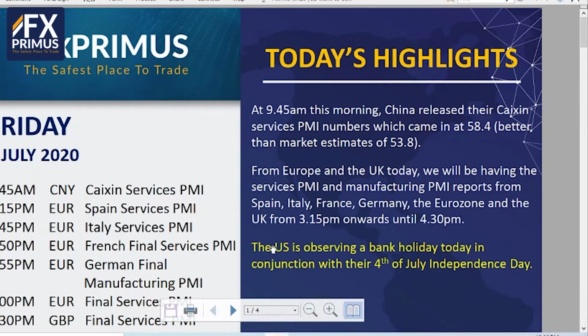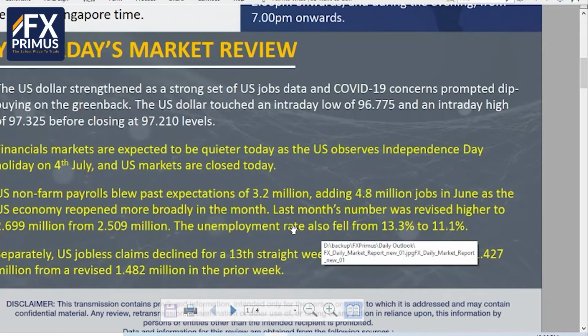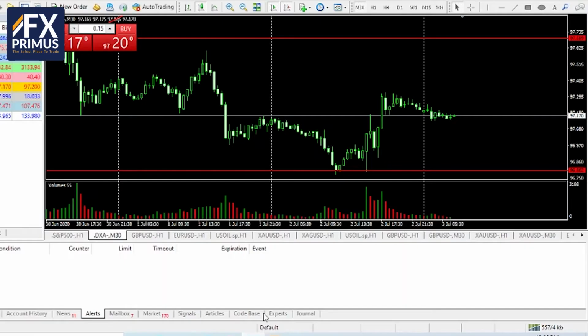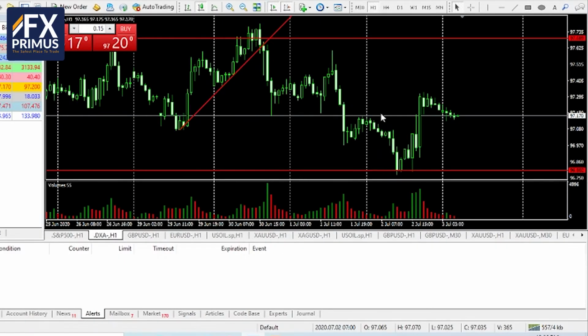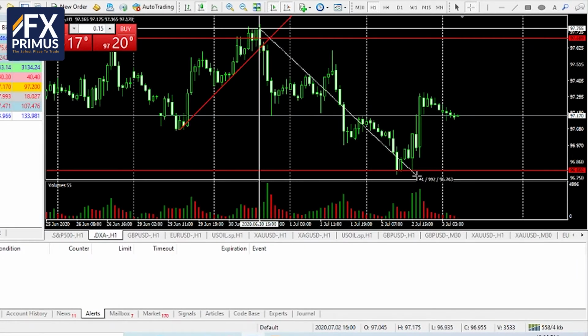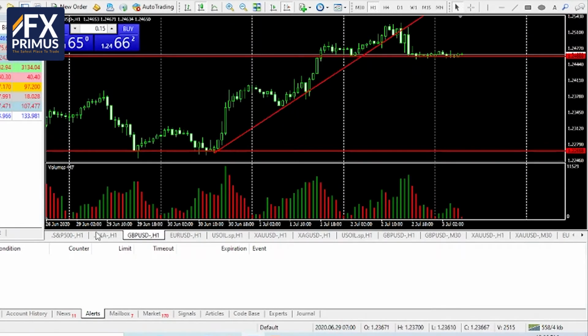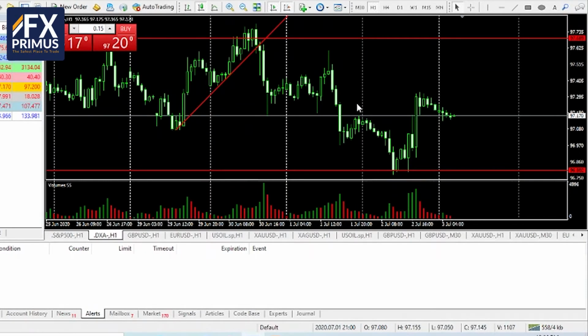Okay, by the way, the non-farm payrolls result was that it beat market expectations, coming in at 4.8 million jobs created versus 3.2 million jobs that the market expects. And of course the unemployment rate also fell to 11.1%. Okay, so coming back to this US dollar index chart. If we can understand the behavior and the sentiment of the US dollar, there is a high chance we can also forecast the movements of the other major currencies which are trading against the US dollar.